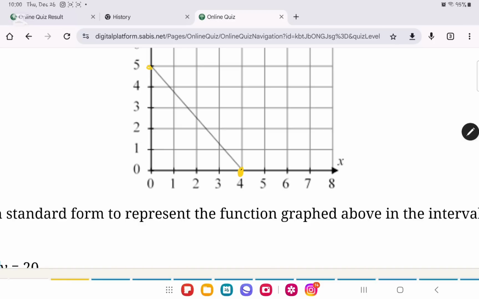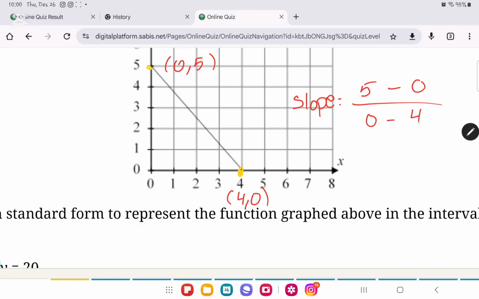I'm going to change the color. Now this point over here is (4, 0), and this point over here is (0, 5). Now what we can do next is to find the slope or gradient. Very simply, finding the slope is (y minus y) over (x minus x). So 5 minus 0 divided by 0 minus 4, which gives us a slope of minus 5 over 4.